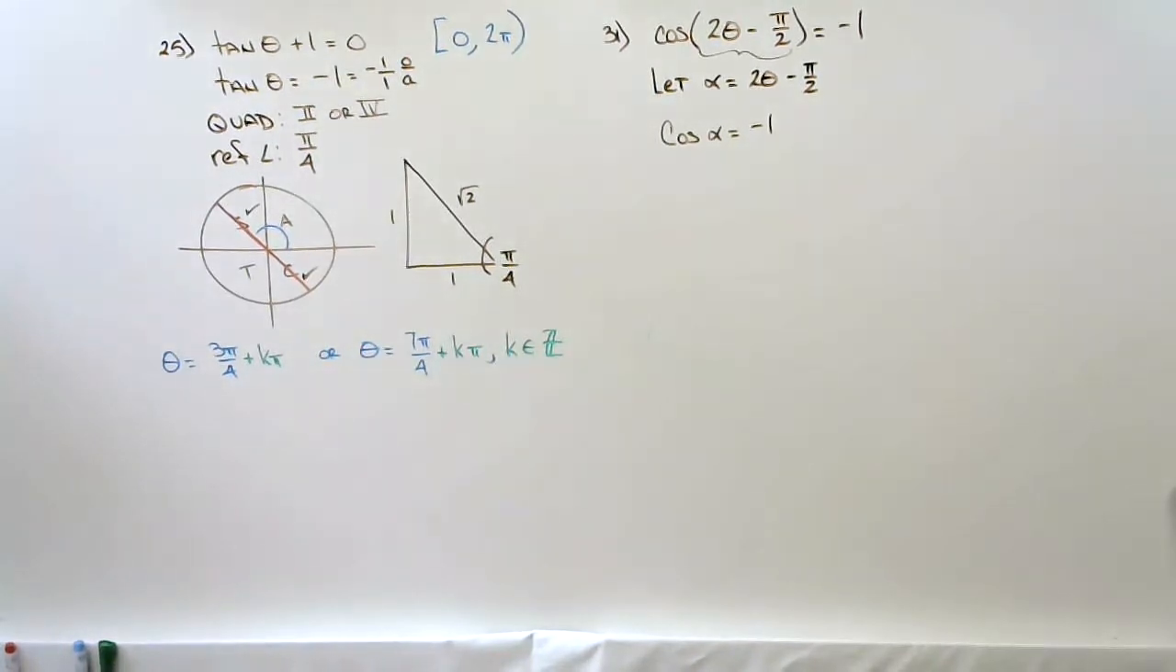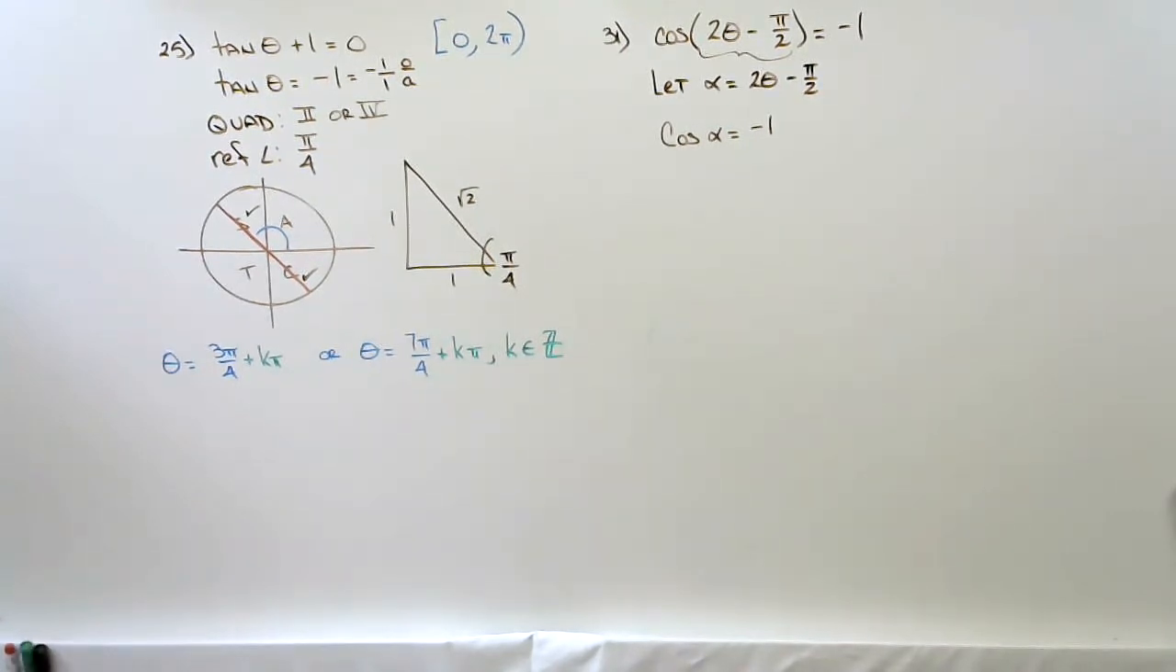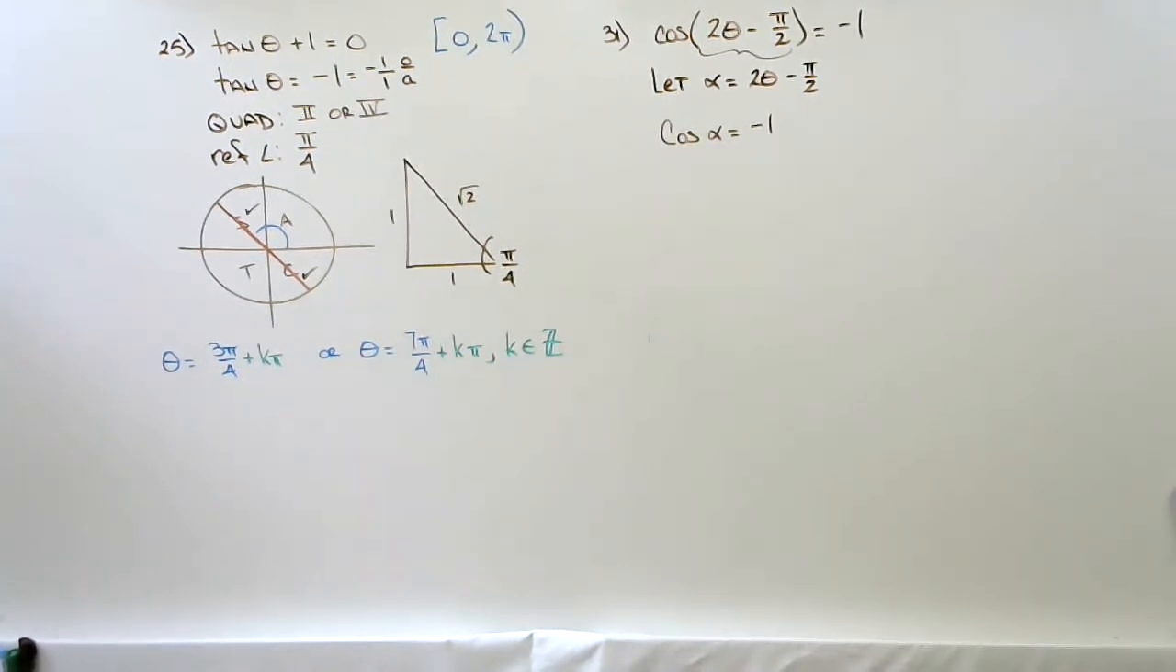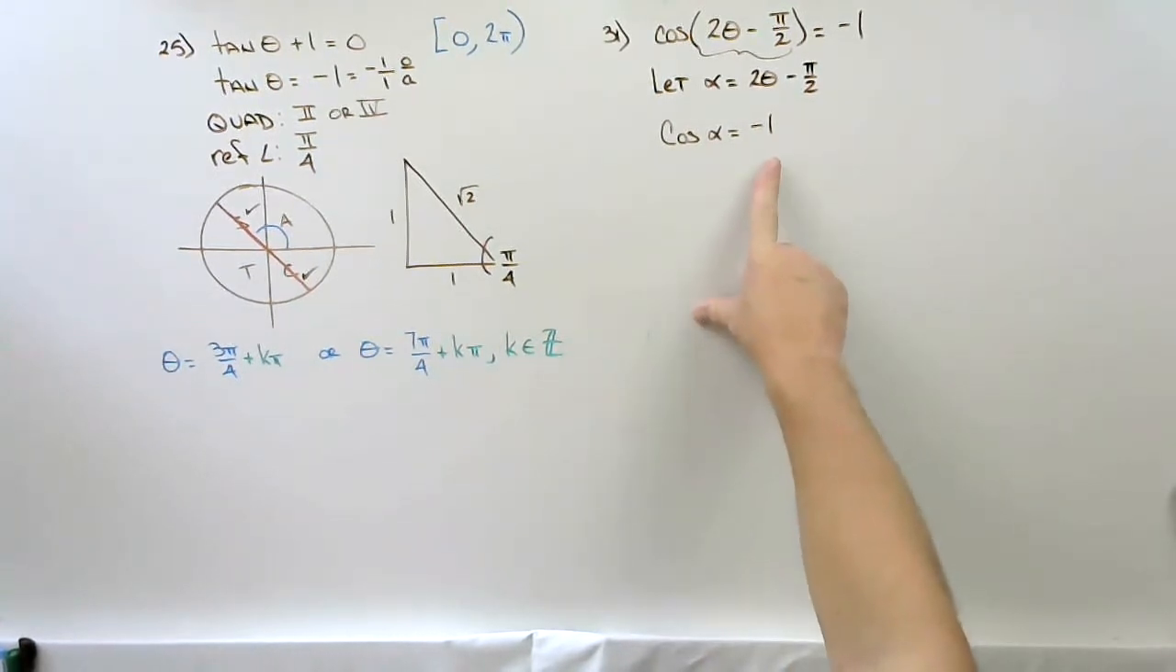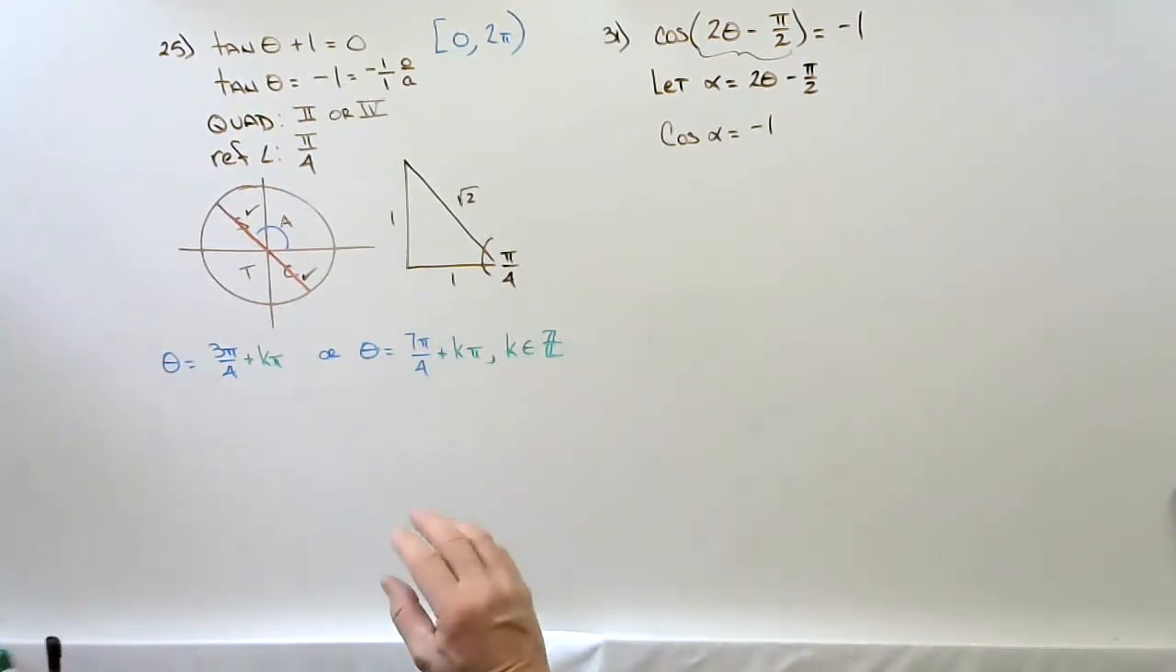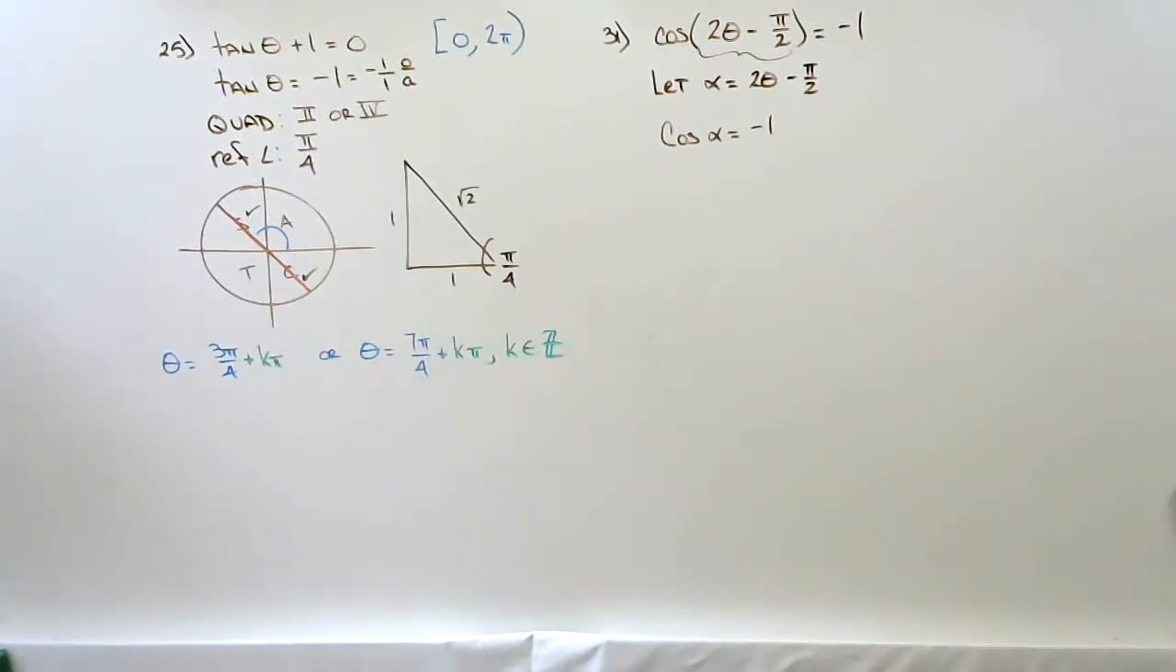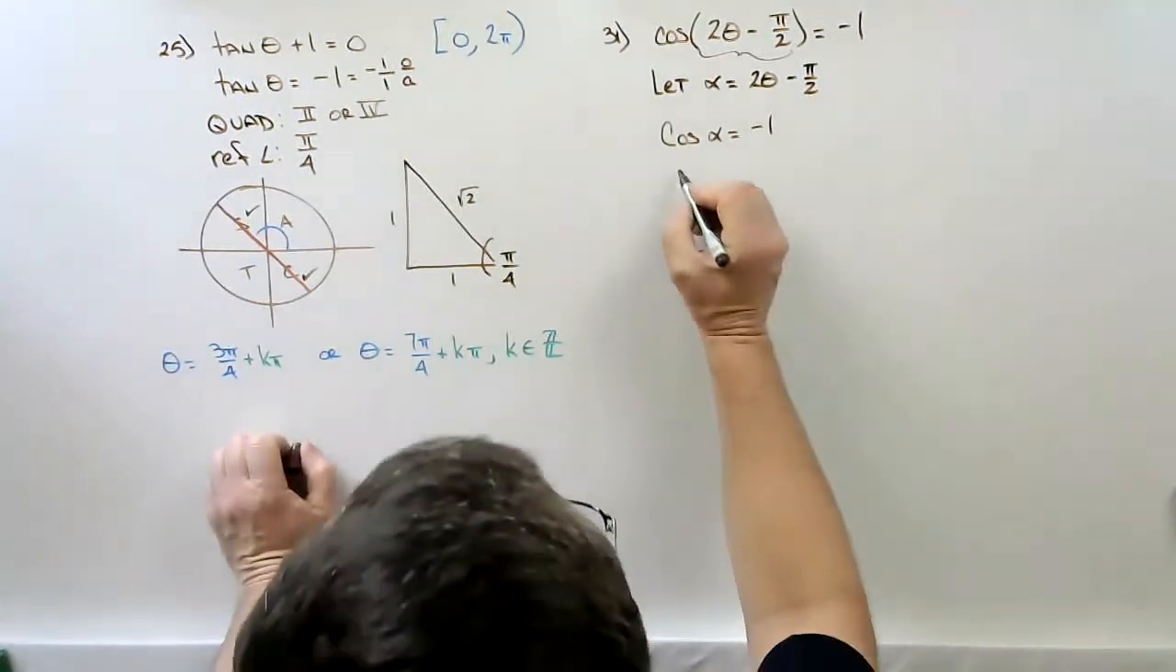Now, I picked problem 31 on purpose, because it's one of those questions that we have to be ready for, where they've given us a trig function and they've given us a value that happens to occur on one of the axes.